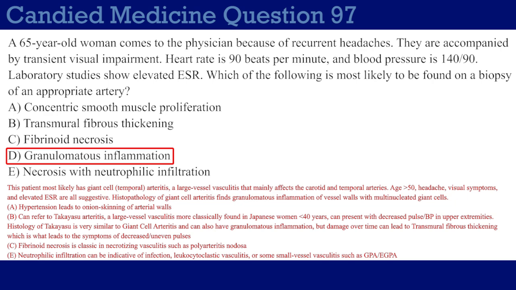Choice E, necrosis with neutrophilic infiltration. Again, this is somewhat non-specific. Neutrophilic infiltration can be found in a lot of things. It can be, of course, found in infection. It can be found in leukocytoclastic vasculitis, which is where you have a bunch of leukocytes being destroyed and they settle along the vessel wall, essentially. It can also be found in small vessel vasculitides, such as granulomatosis with polyangiitis or eosinophilic granulomatosis with polyangiitis, formerly known as Wegener's and Churg-Strauss.